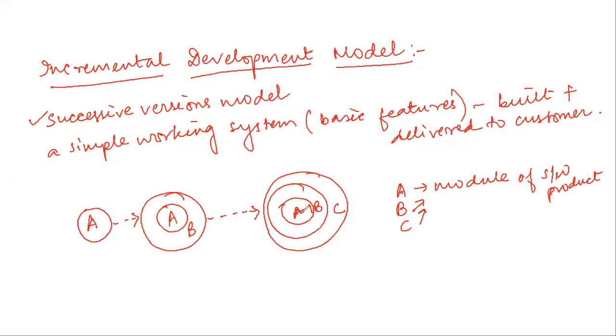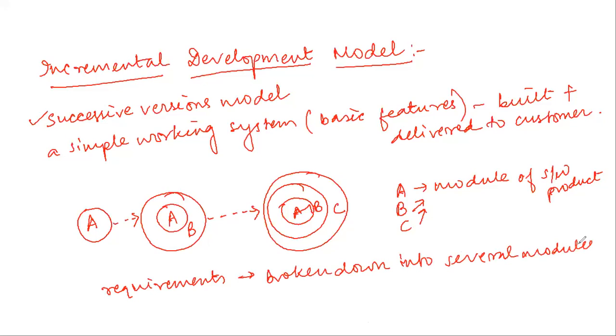In the incremental development life cycle model, the requirements of the software are first broken down into several modules or features, whatever you may call them. These are incrementally constructed and incrementally delivered. This is the pictorial representation of how this is done. At any time, a plan is made only for the next increment and no long-term plans are made.